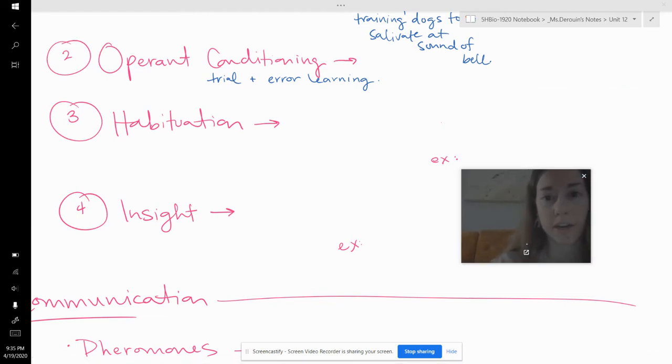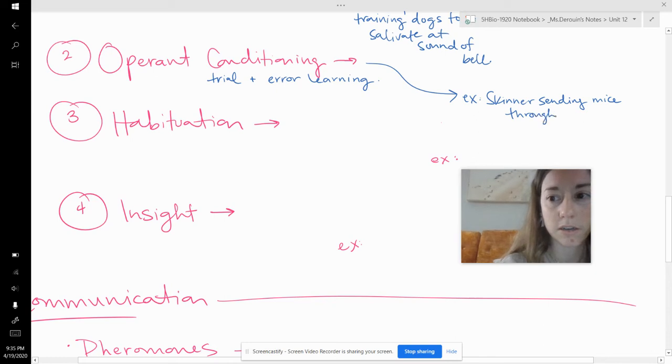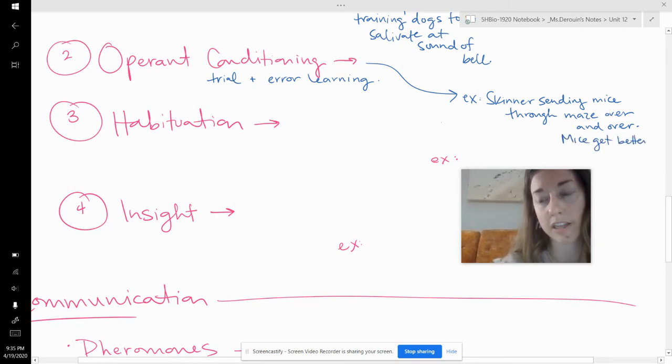So I'll put on here, I didn't put an example spot. Example is Skinner sending mice through maze over and over. And then the real point of that is that the mice get better at finding the treat or the cheese in a shorter amount of time.